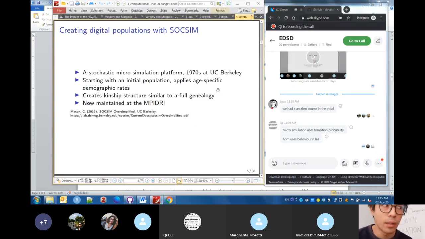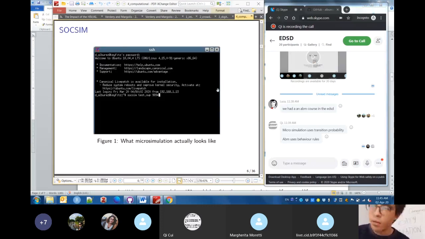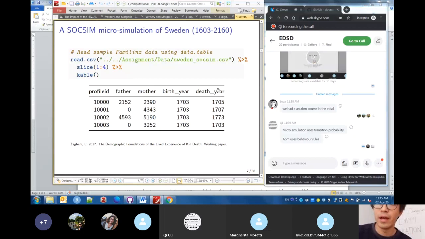But Tom is working a lot on adapting it for Windows also, so that it's more accessible. So this is what microsimulation currently looks like in SOCSIM. This is just a command line, so you run everything from there, and then you get some outputs.